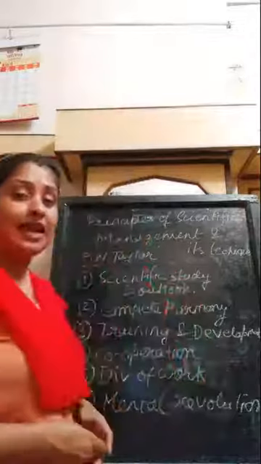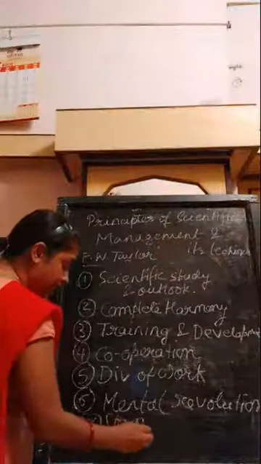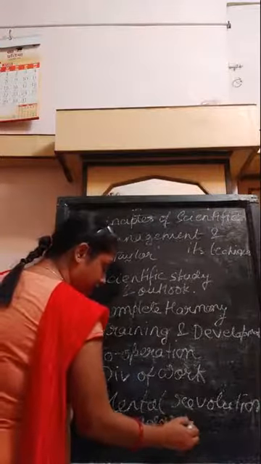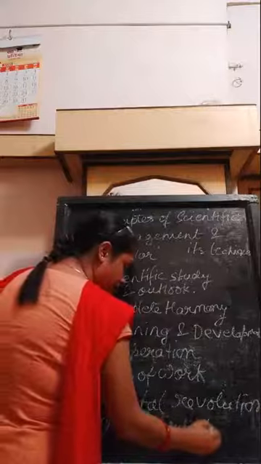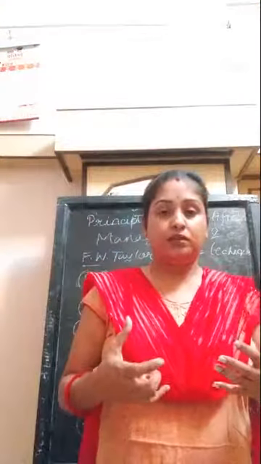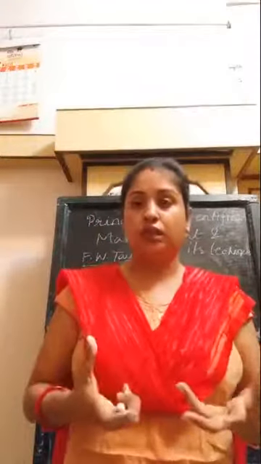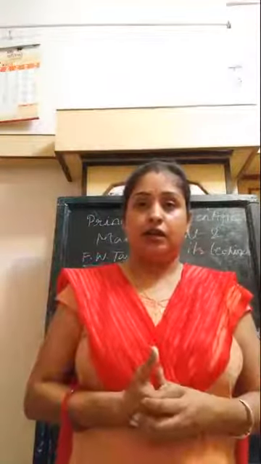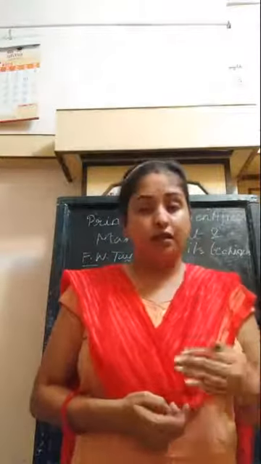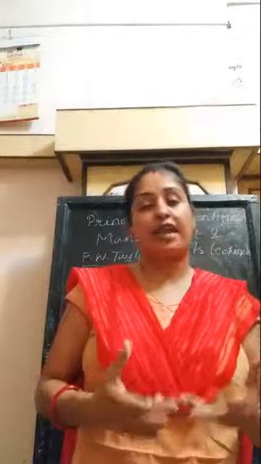The next point is standardization. Point number 7 is standardization. Standardization means there should be upgradation in the tools and machines used in the organization. Better working conditions, better machines should be adopted so that productivity and profits of the organization can be raised.